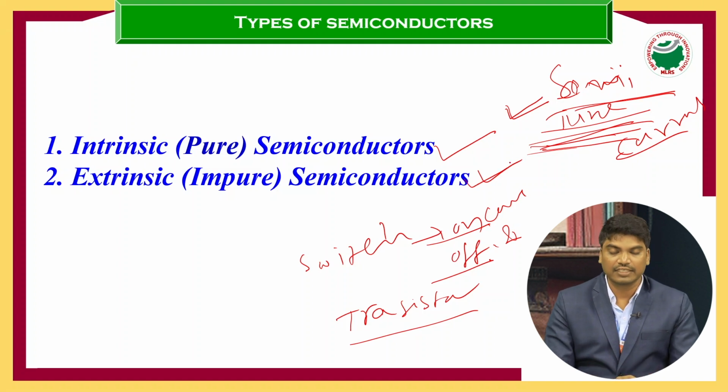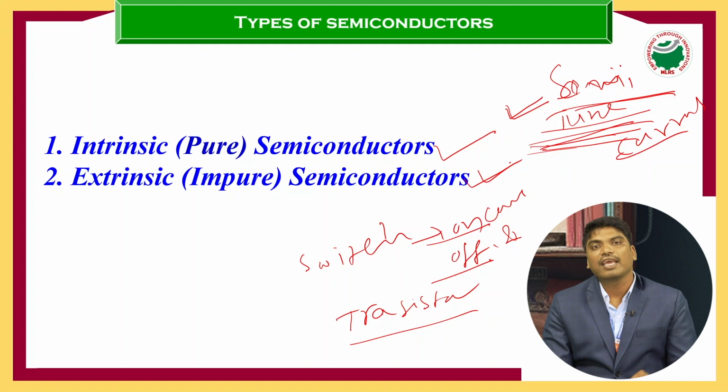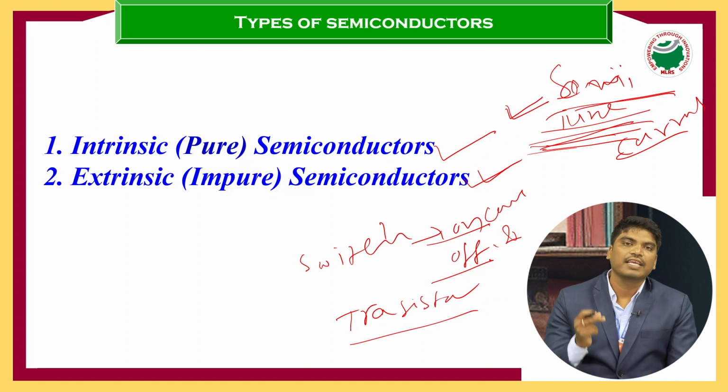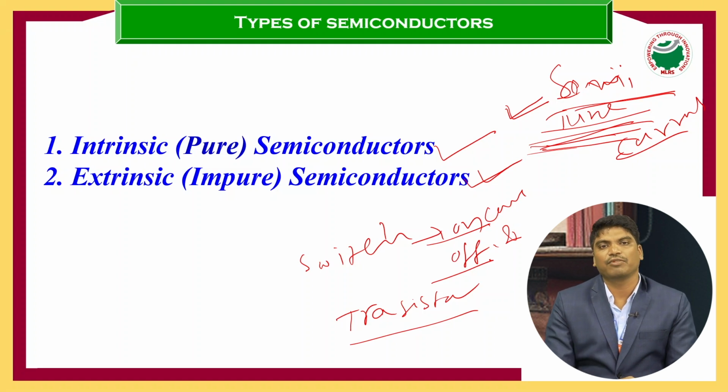The second one is extrinsic semiconductors. Extrinsic semiconductors are obtained by adding some impurities, giving another type of semiconductor, which we call an extrinsic semiconductor. I will let you know the importance of intrinsic semiconductors, and why we should go for extrinsic semiconductors even though we have intrinsic semiconductors.